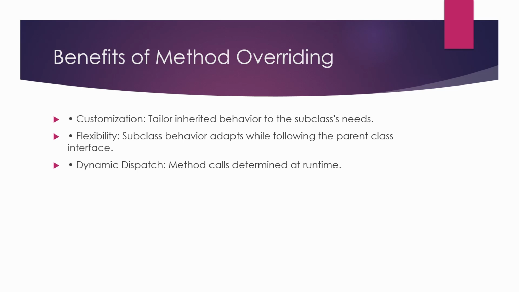There are several benefits to method overriding. First, it allows for customization. Subclasses can modify inherited behavior to better suit their needs. Second, overriding provides flexibility, as subclasses can adapt while still following the parent class interface. Finally, overriding supports dynamic dispatch, meaning the method call is resolved at runtime, making your programs more flexible.